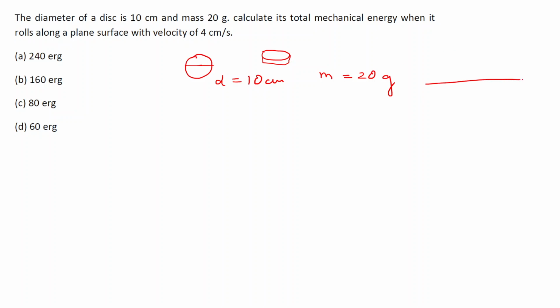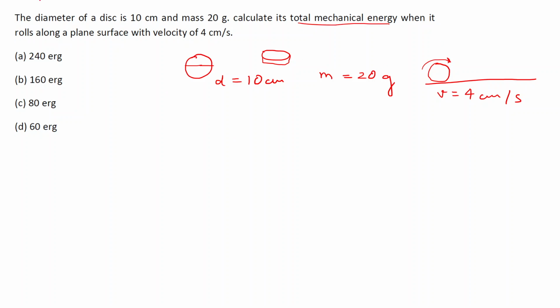So there is a plane surface and it's rolling. Rolling means it's rolling on its circumference, right? You cannot roll any other way. So it's rolling like this on a plane surface with velocity 4 centimeter per second. Now we have to calculate total mechanical energy.